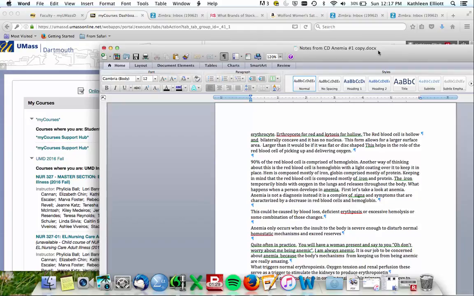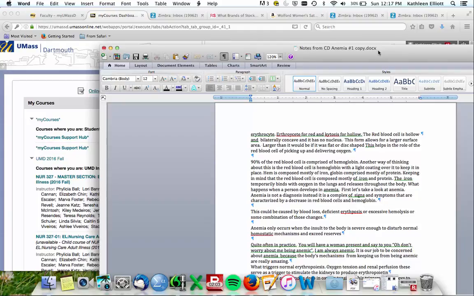Also, 90% of the red blood cell is comprised of hemoglobin. Another way of thinking about this is the red blood cell is hemoglobin with a light coating over it to keep it in place. When we break down hemoglobin, heme is composed mostly of iron, and globin is comprised mostly of protein. The iron temporarily binds with oxygen in the lungs and releases it throughout the body.